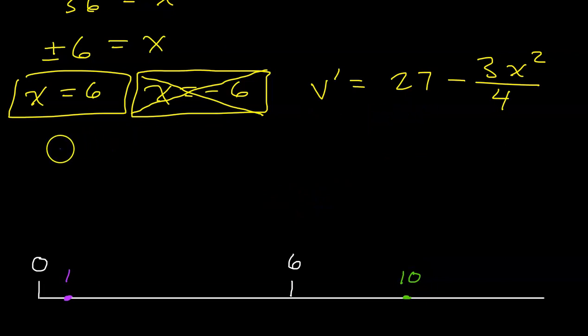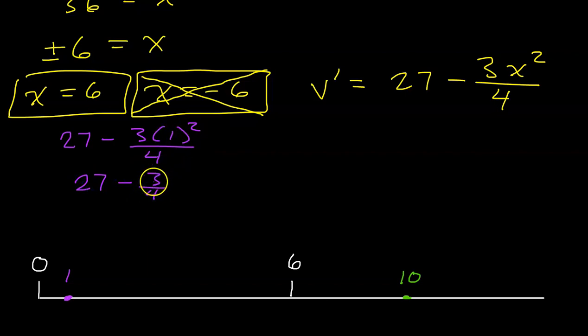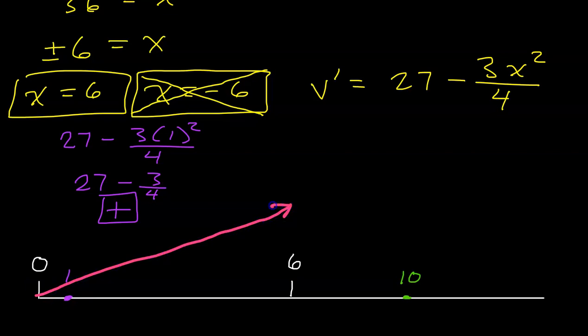So here's the first derivative. If I evaluate at 1, I'm going to have 27 minus 3 times 1 squared over 4. So that's just going to be 27 minus 3/4, because 1 squared is just 1. So obviously this is going to be a positive value. That tells us that the actual function will be increasing throughout this interval.